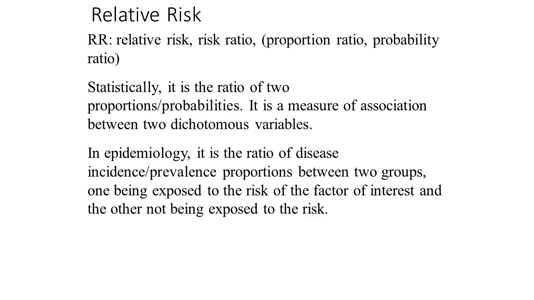Because a proportion is also an estimate of a probability, it may be interpreted as the ratio of two probabilities. In epidemiology, it is the ratio of two proportions between two groups. The proportion of interest is the proportion of those who develop the disease or the proportion of those who have the disease. Two groups are those who were exposed to the risk factor and those who were not.